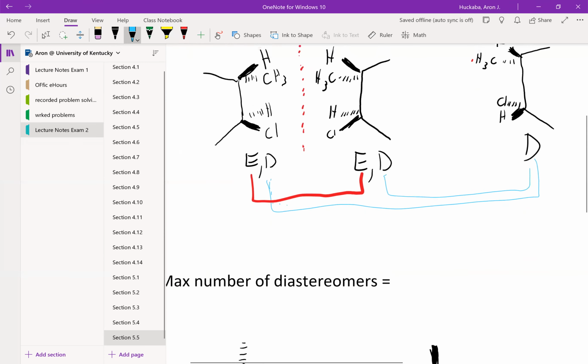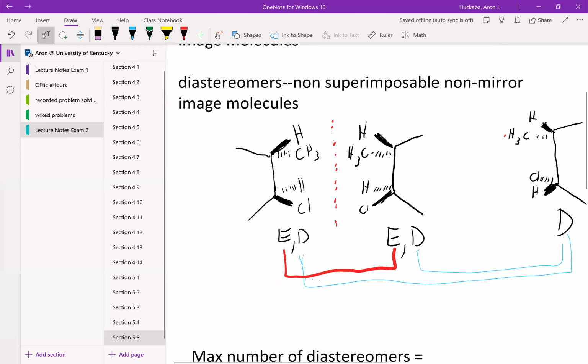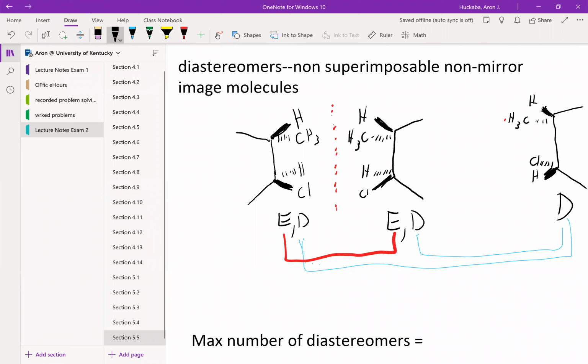Great. So something kind of funny happens because you see that there can be many types of diastereomers for a molecule, many types of non-superimposable, non-mirror images. And it turns out that the number of diastereomers you can have follows a very simple formula, which is 2 to the n, where n is equal to the number of chiral carbons in the molecule. So as you get more chiral carbons, you end up with more and more possible diastereomers.